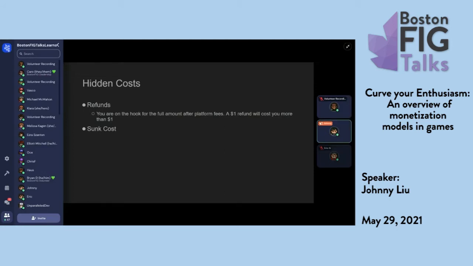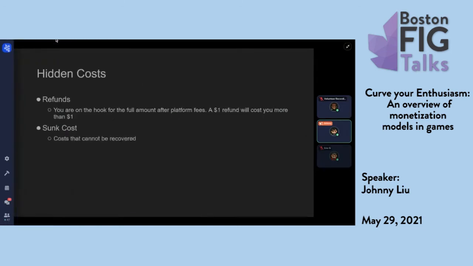And a sunk cost. This is the hardest thing to avoid in game development. A sunk cost is a cost that cannot be recovered. For example, if you're working on a certain system and then it falls apart and you can't use it for some reason. Say you're trying to do something and it just breaks and doesn't work at all, or some legal issue happens and then that's gone. You're just not allowed to use that. Well, that cost is gone and it's sunk. So you can't recover it.